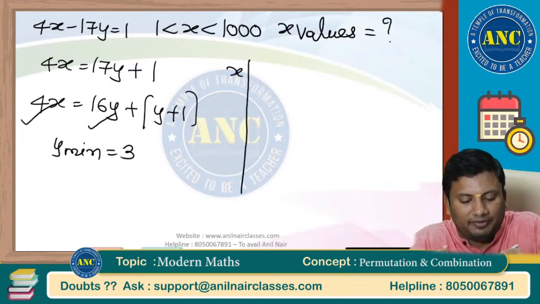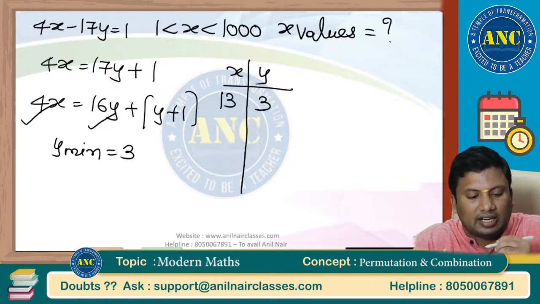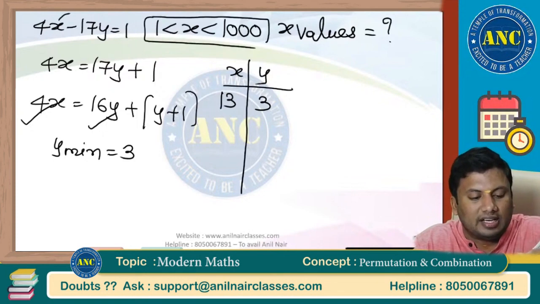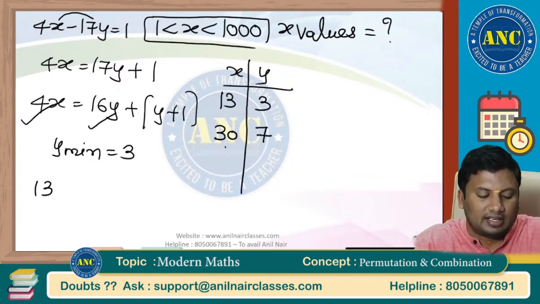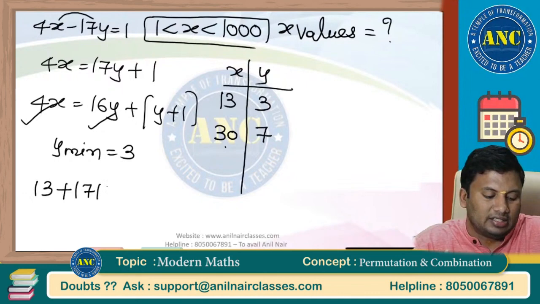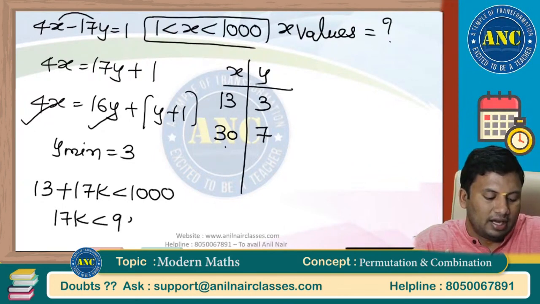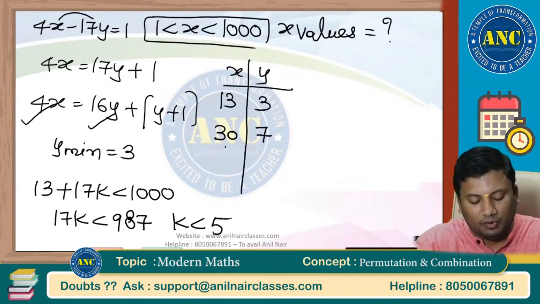If y minimum is 3, then 4x minus 51 is 1, so the x value is 13. The question is on x. Every time x is increasing by 17, and y increases by 4. So the lowest value of x is 13, and every time it is increasing by 17. 13 plus 17k is less than 1000, so 17k is less than 987. K is less than 58 point something.